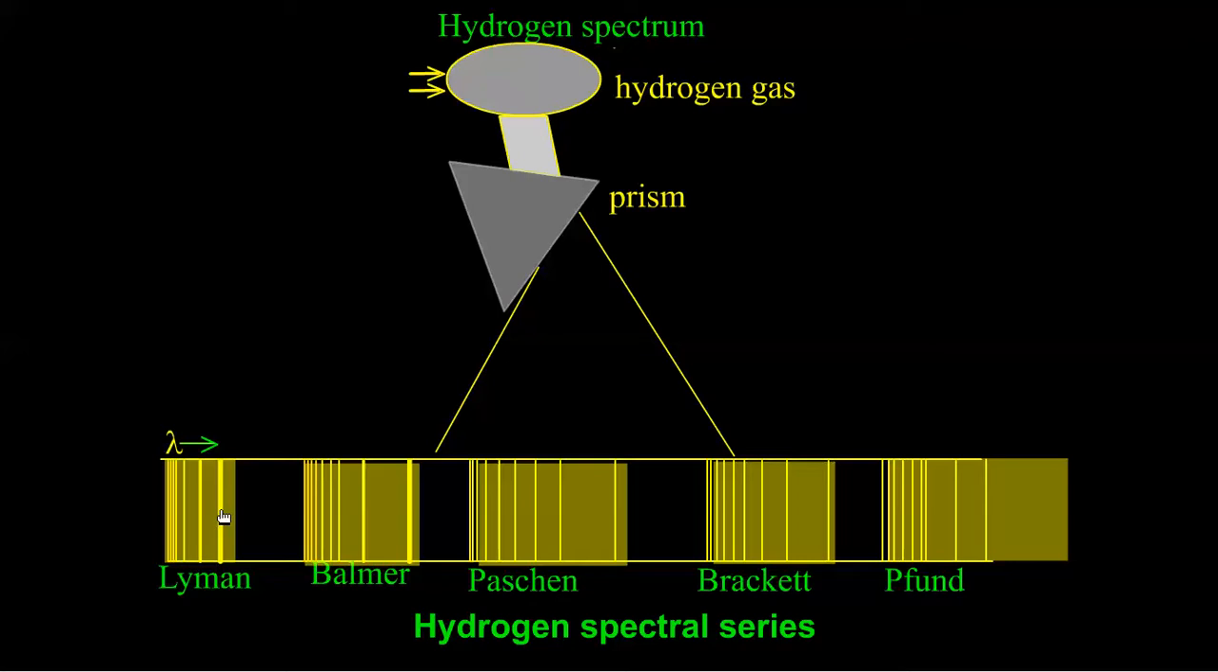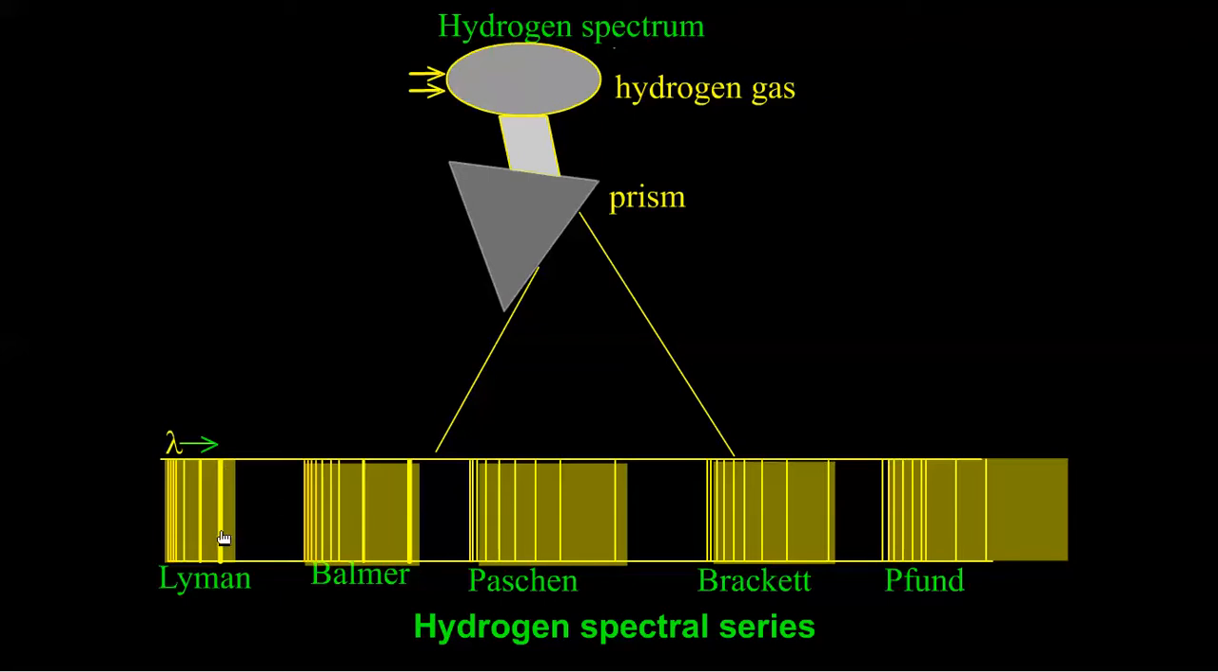Look here, this is one series, another series, like this. So this series is called the Lyman series. Next it is the Balmer series, Paschen series, Brackett and Pfund series. So why do you get these 5 series in the hydrogen spectrum? That we will discuss later.